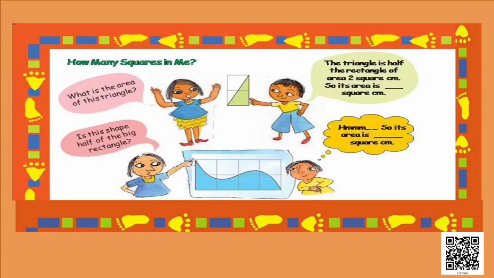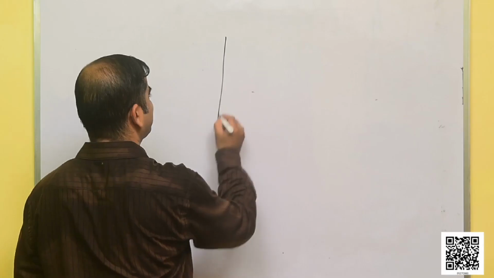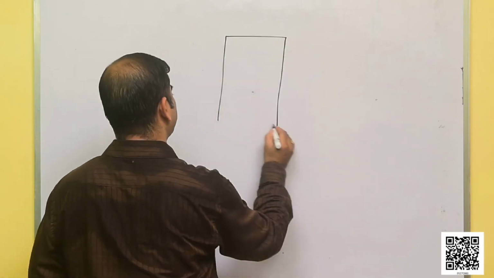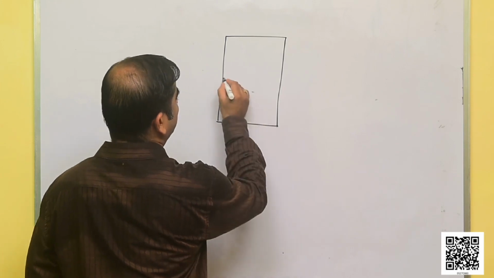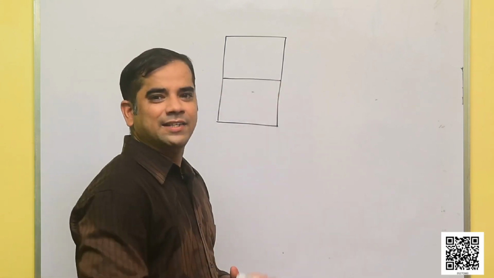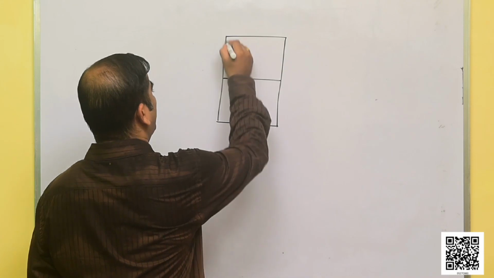So students, let's go to the next page. It says how many squares in me. As you can see, there are two rectangles. Okay, let me draw it first. This is the first rectangle having two squares.